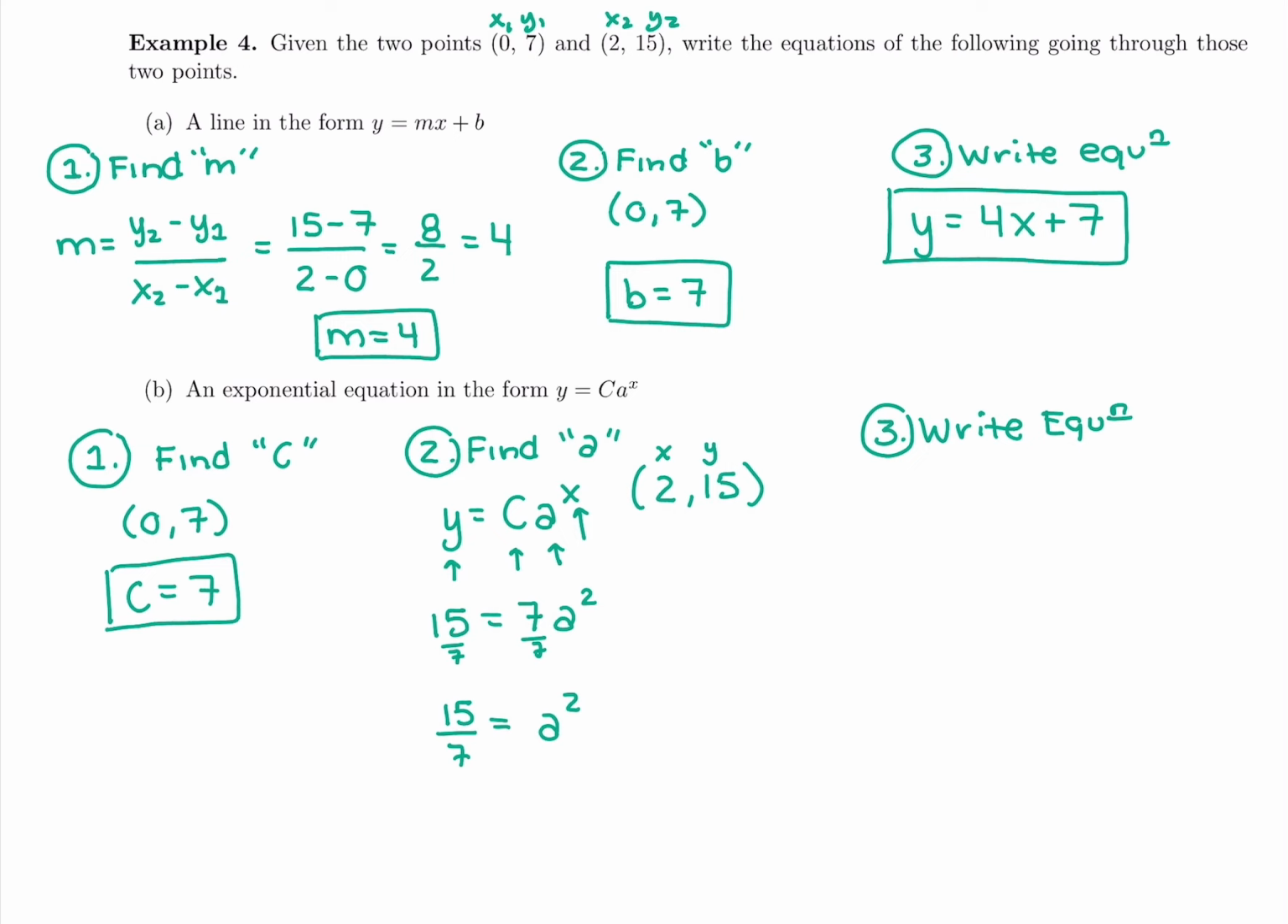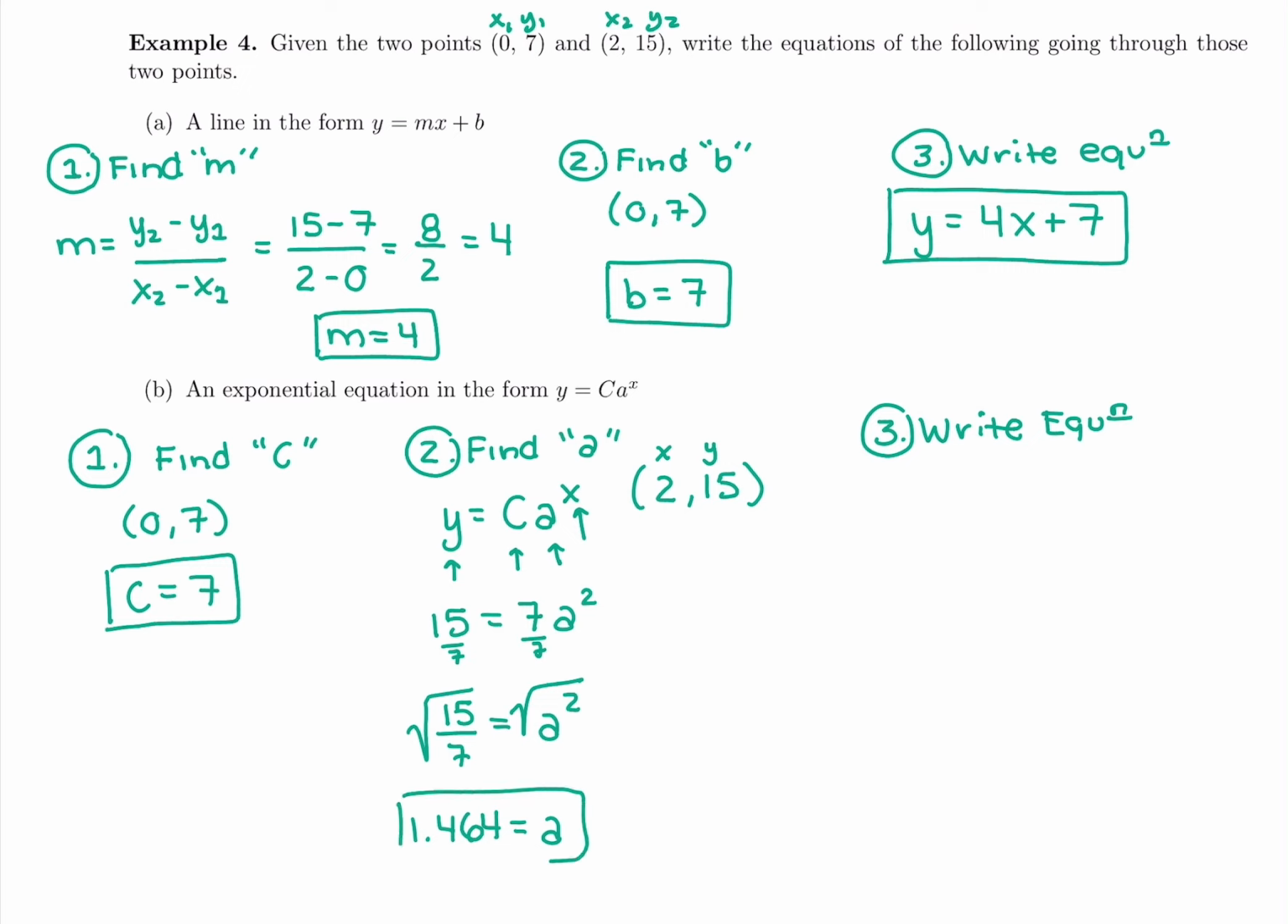And then to get a by itself, if it was a to the 5th, I'd use the 5th root. If it was a to the 3rd, I'd use the 3rd root. A to the 10th, I'd use the 10th root. But this is the 2nd root, or the square root, to get a by itself. And I would just grab my calculator and take the square root of 15 divided by 7, to see that a is about 1.464. I'll just round to 3 decimal places.